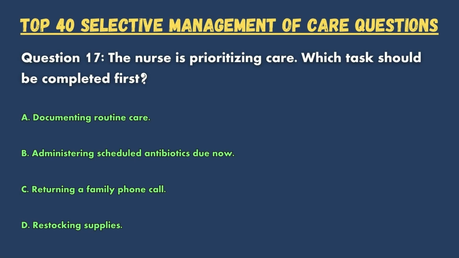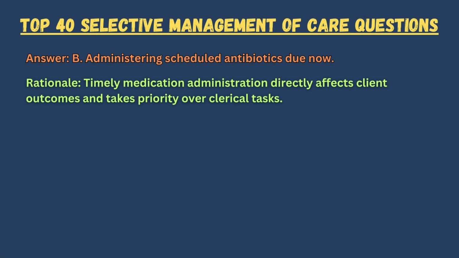Question 17. The nurse is prioritizing care. Which task should be completed first? A. Documenting routine care. B. Administering scheduled antibiotics due now. C. Returning a family phone call. D. Restocking supplies. Answer. B. Administering scheduled antibiotics due now. Rationale. Timely medication administration directly affects client outcomes and takes priority over clerical tasks.